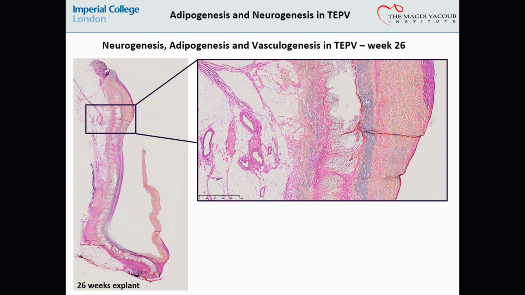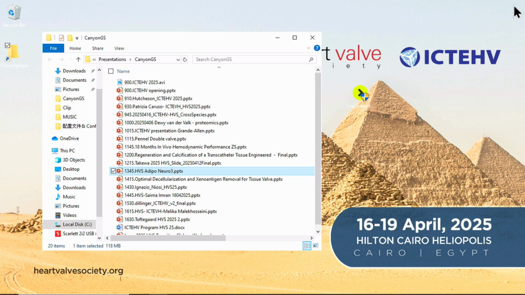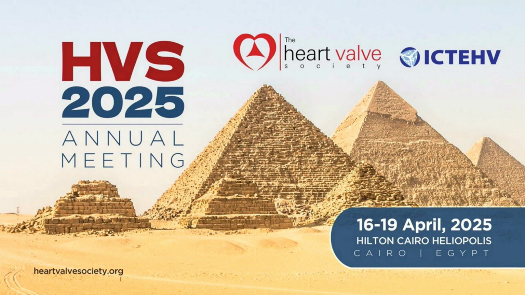All right, if there are no further questions, let's move on, and thank you to the speaker. We'll go to the next presentation. Our next speaker will be Hong-Go Kim, who will talk about optimal decellularization and xenoantigen removal for tissue valve.